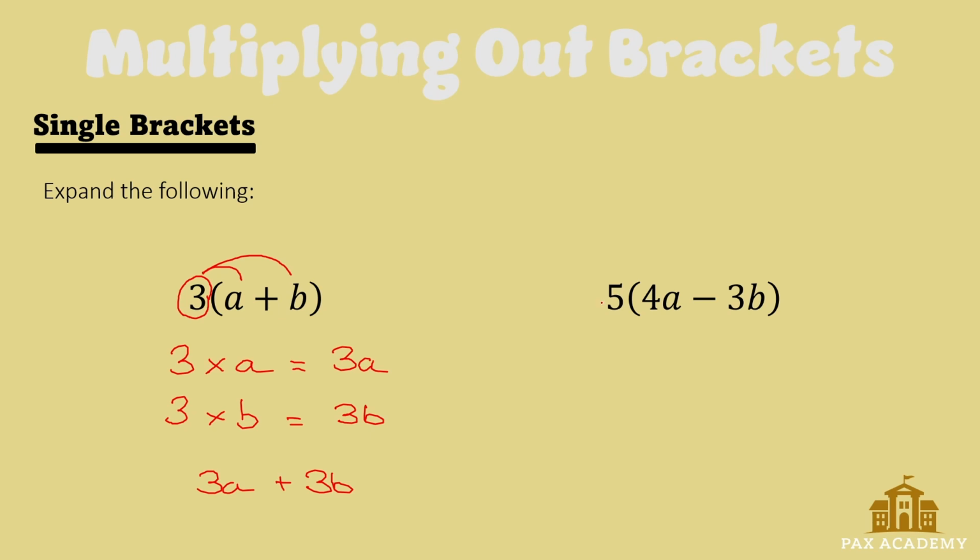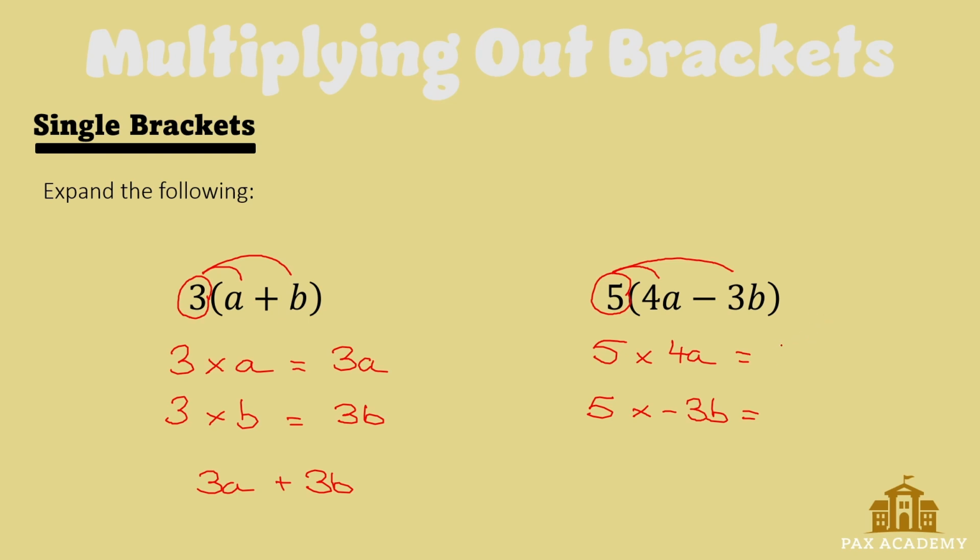Again, we spot the term outside the brackets, or in front of the brackets, which in this case is 5. And again, this term is going to be multiplying each term inside the brackets in turn. Therefore, what we get is 5 times 4a first, and then we get 5 times minus 3b. Then we need to solve these.